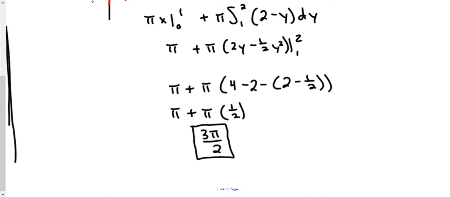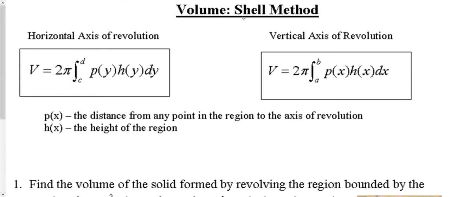Okay, in this lesson, we're going to go over this thing called the shell method. We're going to find the volume using cylindrical shells. And the nice thing about this now is when you do it about a vertical axis of revolution, you do everything in terms of x. You do 2 pi times the integral from a to b of p of x times h of x, where p of x is the distance from any point in your region to the axis of revolution, and h of x is the height of the region, or how far it is from the top to the bottom.